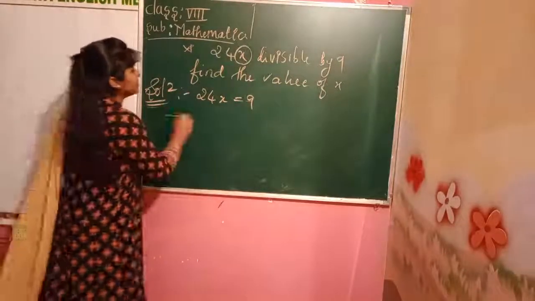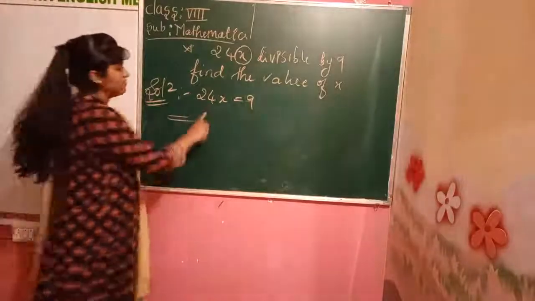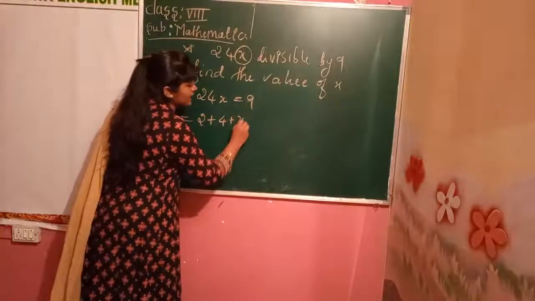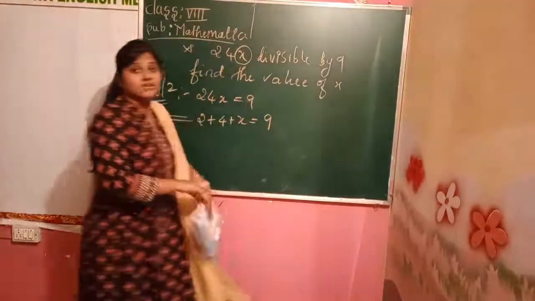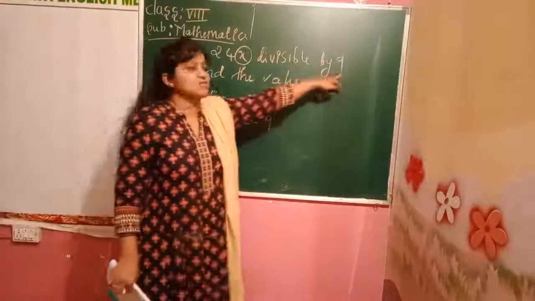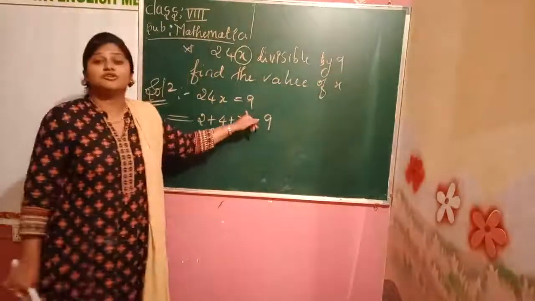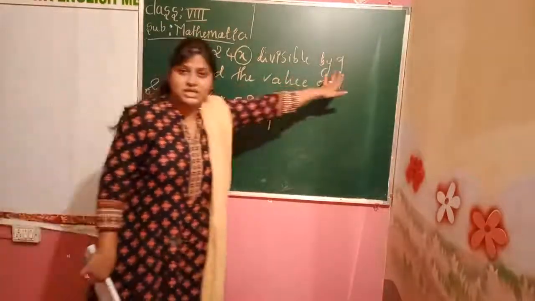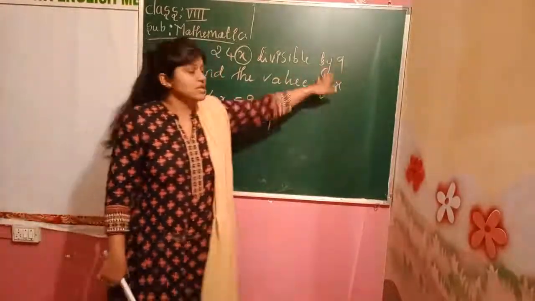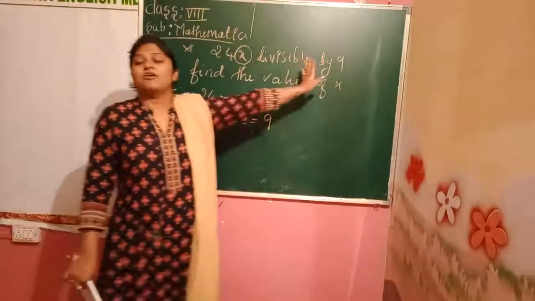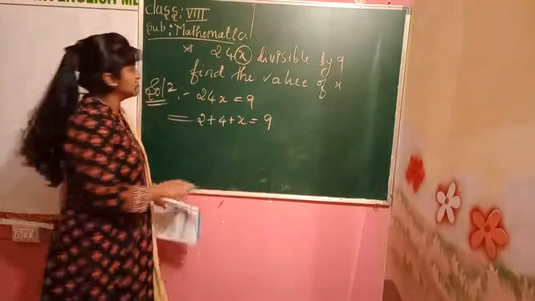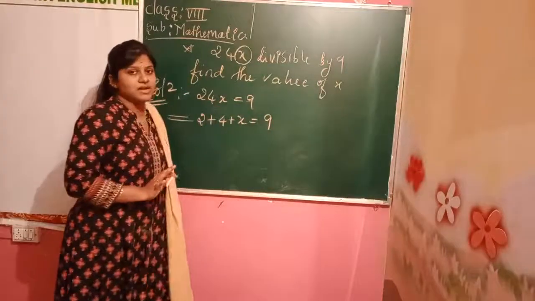24x. Now what do we have to do? We have to expand this number. We'll start expanding: 2 plus 4 plus x is equal to what? The divisibility number they give, that number we have to write here. If they give 3, we write 3 here. If they give 5, we write 5. If 6, 6. Depending on the divisibility number they give, that number we write. Children, understood now? We have expanded the number.